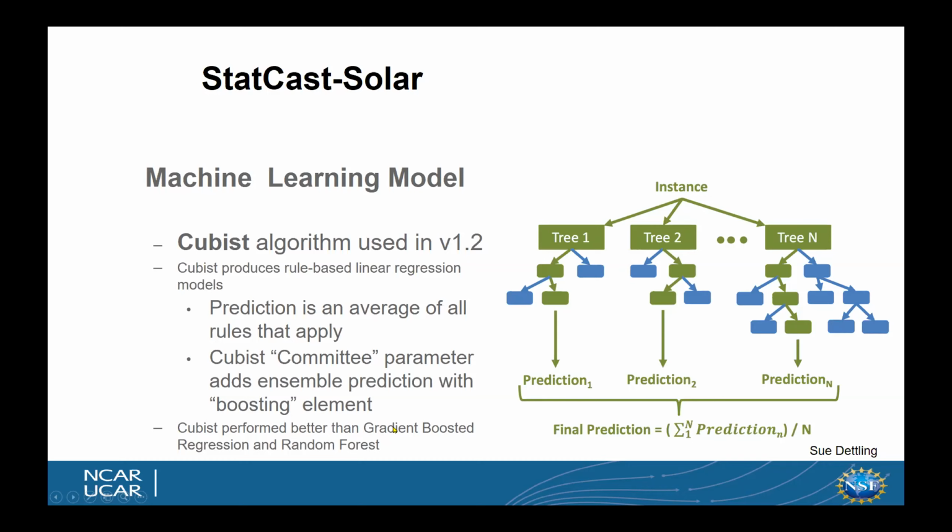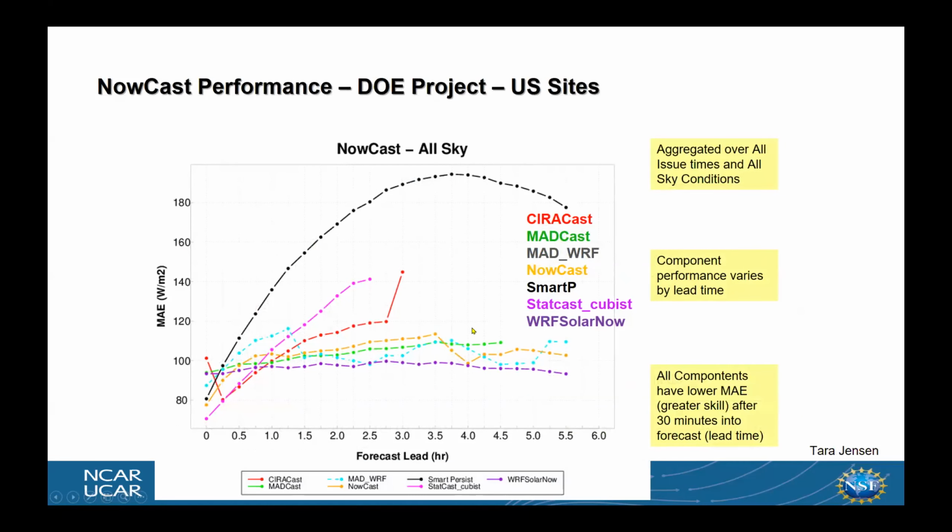So we tested that against gradient boosted regression and random forest. Sue Detling is currently using Cubist in our Kuwait project for solar prediction. For the DOE project, on our data from various sites, when we looked at which methods were best over the next 6 hours, comparing that to our clearness index persistence in black, we find that over the shortest ranges, the Statcast using Cubist really was quite good, the pink curve.